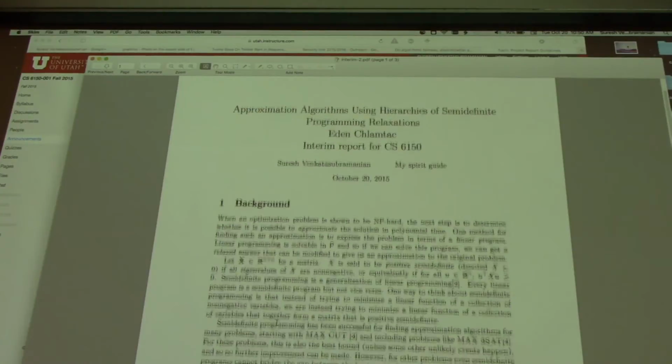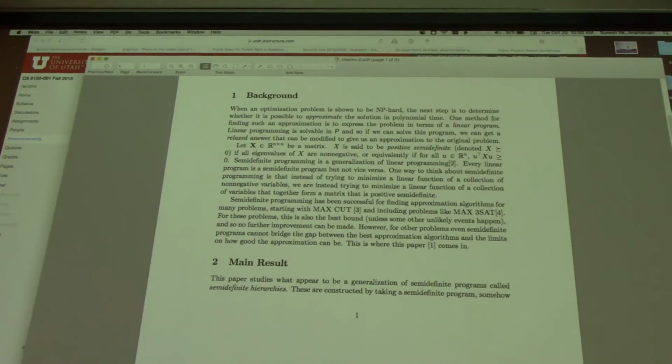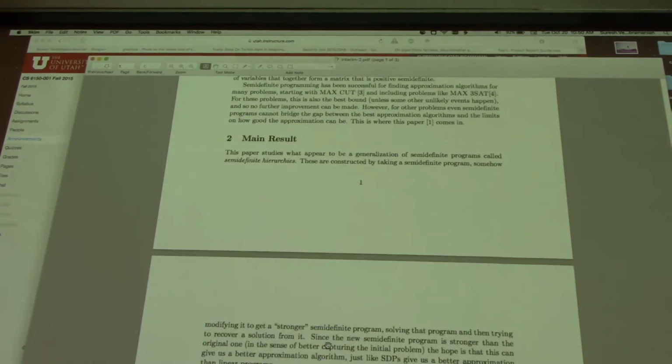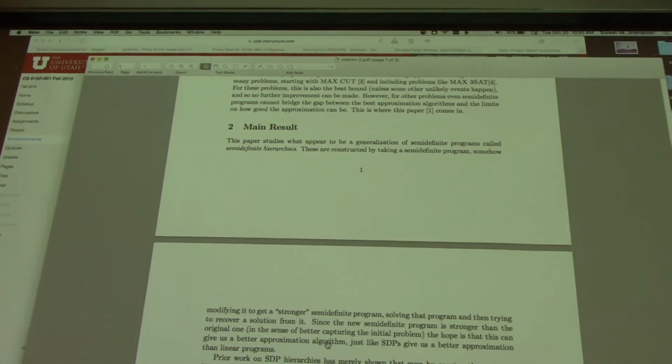Then the next section, of course, is the main result. This paper studies what appear to be a generalization of semi-definite programs called semi-definite hierarchies. I don't know what these things are, but I'm just looking at words from the paper. They're constructed by taking a program, somehow modifying it to get a stronger semi-definite program, then solving that program, and then trying to recover a solution. And the big understanding I have right now is that this new one is somehow better than the old one, so I should get a better answer, and that's the hope. I don't know more about this yet. That's what I'm going to be reading about, and maybe you've read more, and that's good. Whatever you know at this point is what you should put in. But this is what I understand by reading this paper, and that's what I'm going to put in here.